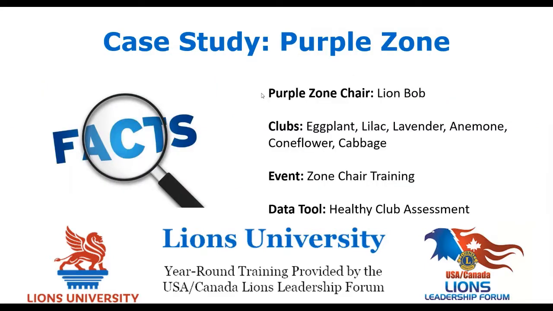So let's see if this might be true by taking a look at a case study. Our case study is an actual successful case that past International Director Connie was involved with. We'll start with identifying a zone, and in this case, we're going to name it Zone Purple, and the zone chair is Lion Bob. There are 6 clubs in Zone Purple, and things have been going quite well over the last 3 years that Lion Bob has been zone chair.